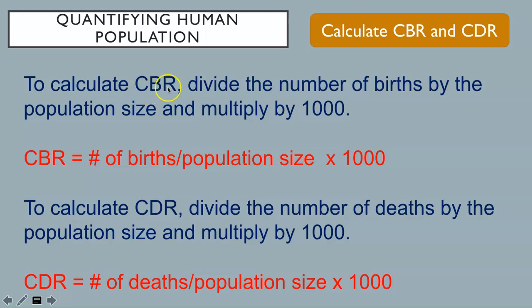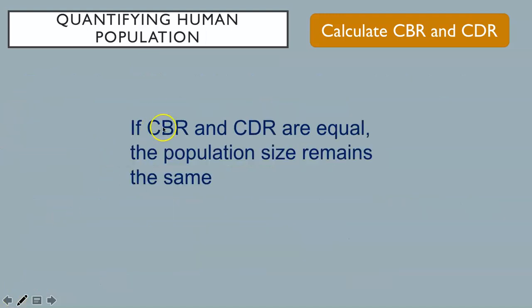To calculate crude birth rate, divide the number of births by the population size and multiply by 1,000. Because remember, crude birth rates are the number of births per 1,000 individuals. Likewise, to calculate crude death rate, divide the number of deaths by the population size and multiply by 1,000. Stop the movie and make sure you understand how these formulas work. It might seem obvious, but if the crude birth rate and the crude death rate are equal, that is when the population size will remain the same.